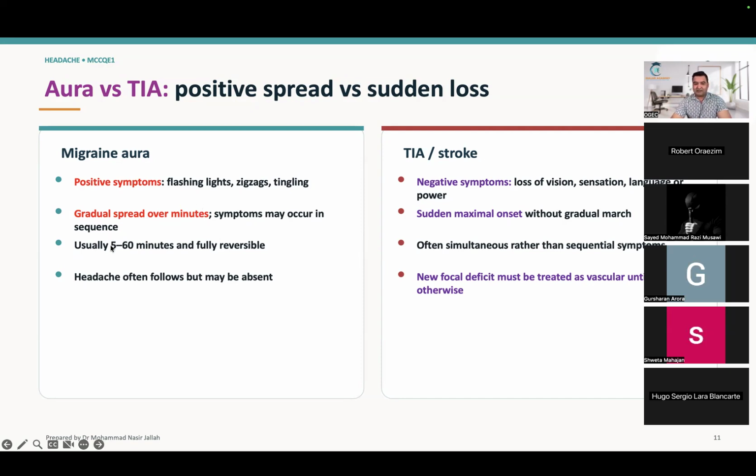Gradually spreading over minutes. Symptoms may occur in sequence, usually 5 to 60 minutes, and fully reversible. Headache often follows, but may be absent. Remember, the aura doesn't mean that 100% the migraine starts. We have people with migraine with aura where the patient has the aura, but not the migraine.